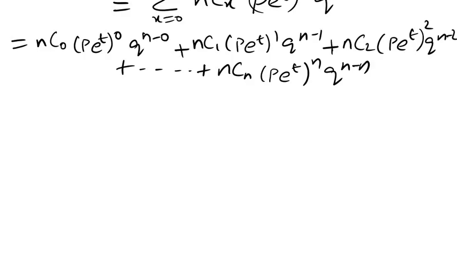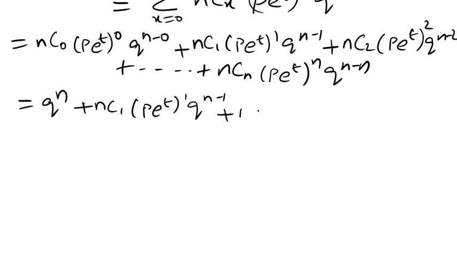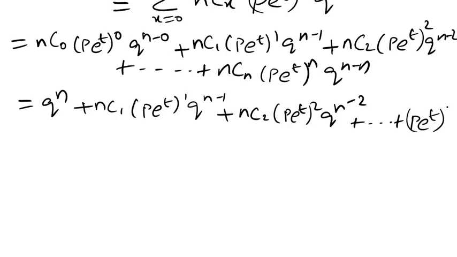Further simplifying this, we know that the value of nC0 is equal to 1 and p e power t whole power 0 equal to 1. Finally we get q to the power n plus nC1 p e power t power 1 q power n minus 1 plus nC2 p e power t power 2 q power n minus 2, etc. In the last term we have nCn equal to 1, p e to the power t power n, and q power n minus n, that is q power 0, that is also 1.